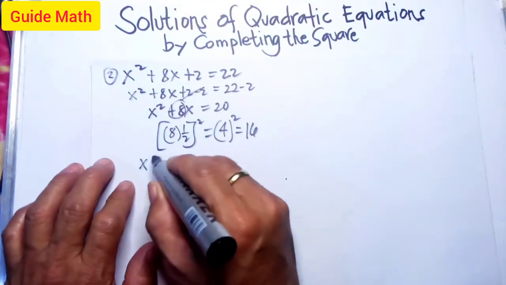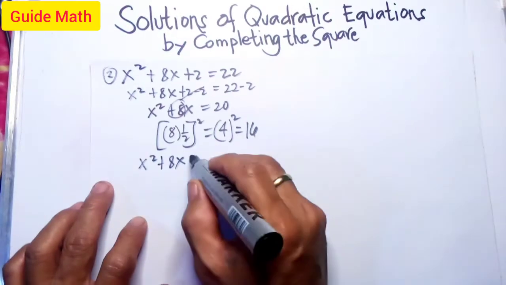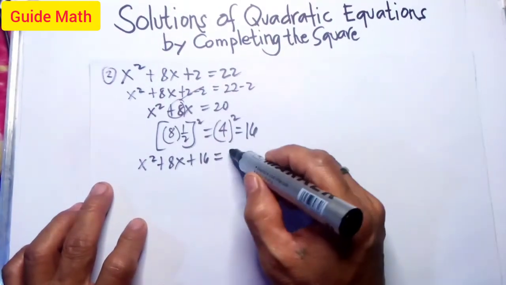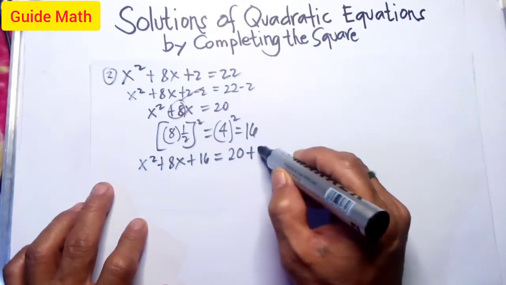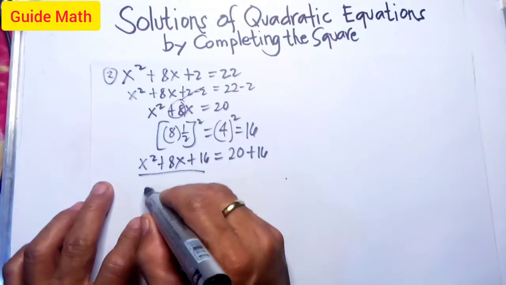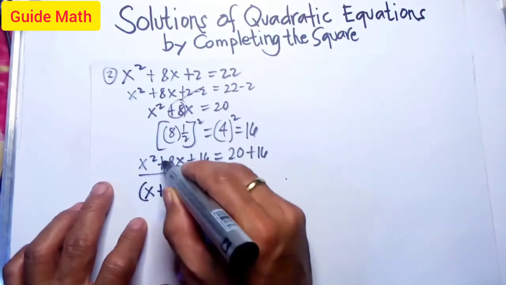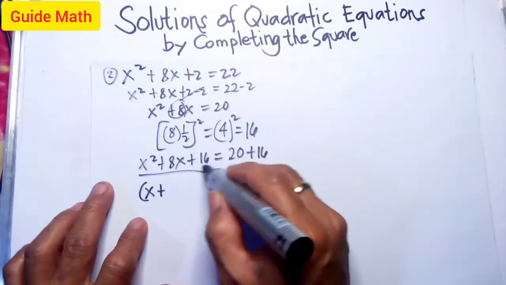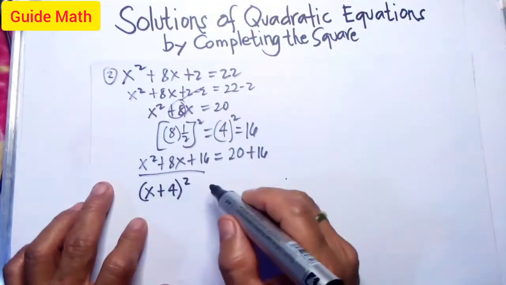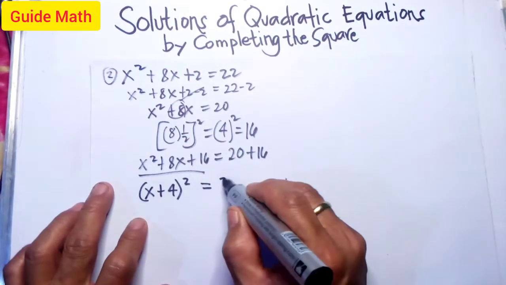So this will become x squared plus 8x plus 16 is equal to 20 plus 16. So this is now a perfect square trinomial. So this will become equals to, kopyahin lang natin yung x, kopyahin yung sign dito sa second term natin, then square root nito, which is equals to 4, then we have to square that, is equal to 20 plus 16 is 36.